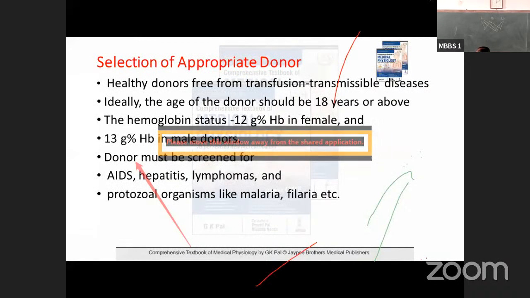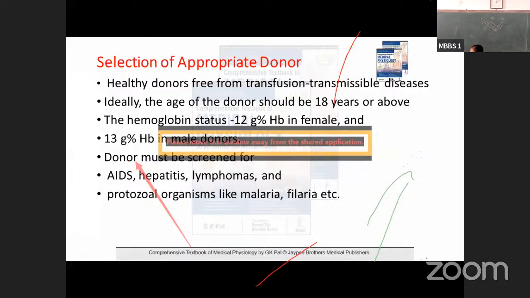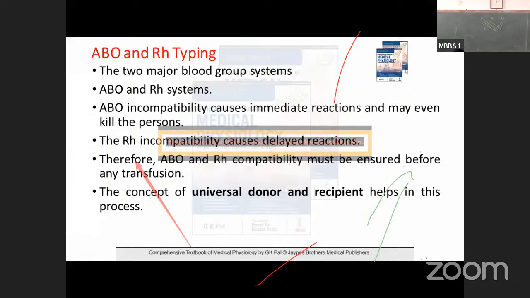Selection of the appropriate donor: a healthy donor, free from transfusion transmissible diseases, ideal age 18 years or above, hemoglobin for females 12 grams, for males 13 grams. There should be no AIDS, hepatitis, lymphomas, malaria or filaria. ABO and Rh typing is done. ABO incompatibility causes an immediate reaction, Rh incompatibility a delayed reaction.